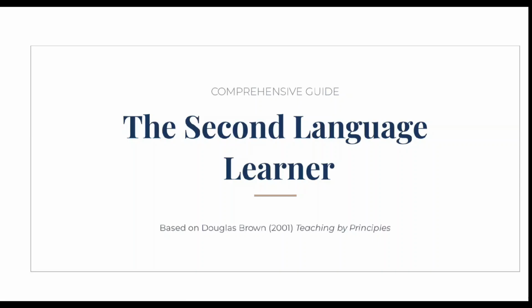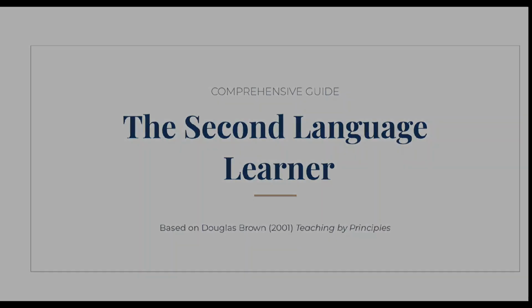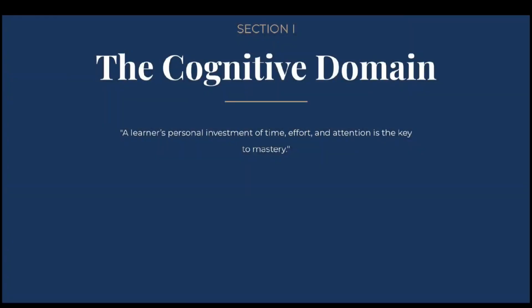So to start, let's look at the foundational theory of the learner as an investor. In the cognitive domain, it says here that a learner's personal investment of time, effort, and attention is the key to mastery. Brown's principle of strategic investment is a game changer. It tells us that mastery isn't just about a teacher's method. It's about the learner's personal investment of time, effort, and attention. Think of it like a bank account. The more attention capital a student puts in, the more fluency and interest they earn.